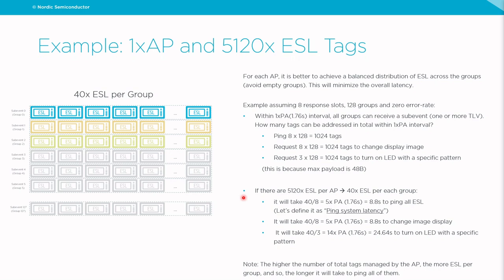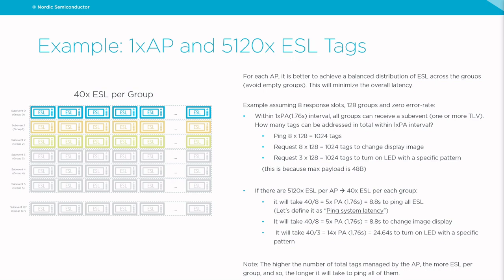So if we want to address all the 40 tags in each group, let's say that we want to ping all of them, for example, it will take 5 PA intervals. So 5 times 1.76 is 8.8 seconds. So to ping all the devices in the system, so all the 5,000 devices in the best case, it will take around 8.8 seconds, ignoring packet losses. And we could think of this number as a kind of ping system latency. And this is intuitive.